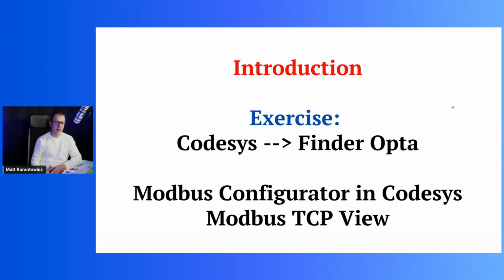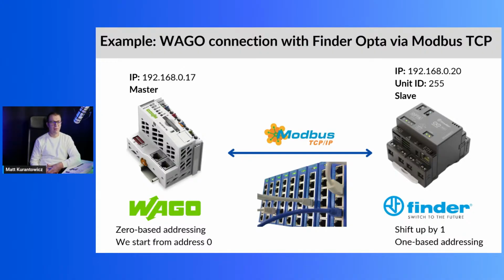Okay, let's go to the introduction. I will show you a basic exercise which you can solve on your own. I will show you how to connect a Codesys device with the Finder Opta. You will use the Modbus configurator in Codesys and Modbus TCP view. Okay, so here we have an example. Here we have the Wago controller. And let's say we would like to connect it via Modbus TCP/IP with the Finder Opta PLC.